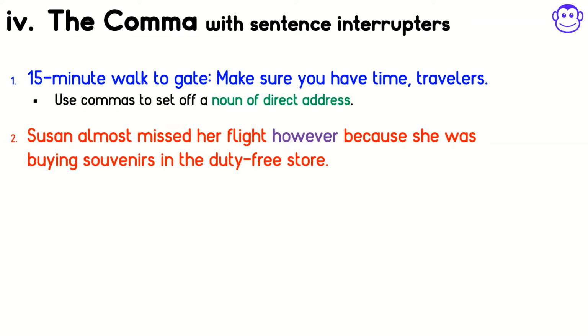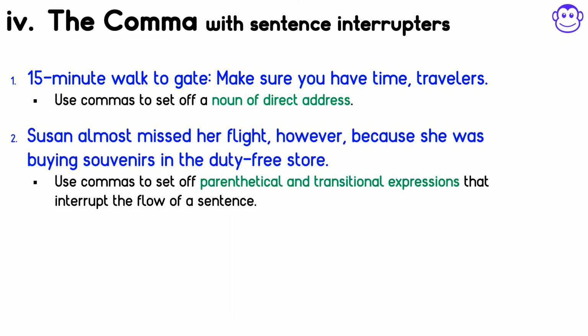Here the message of this sentence is linked to the idea of the first sentence, so we can understand that despite the warning signs, Susan almost missed her flight as she was shopping. Parenthetical expressions include words, phrases, or clauses that do not change the meaning of the original sentence. We will discuss further examples later in the video when we move on to non-essential elements.